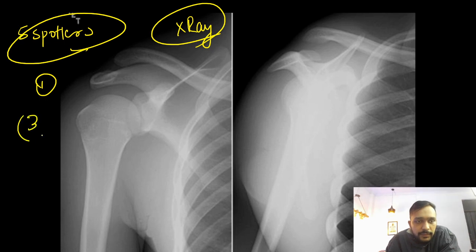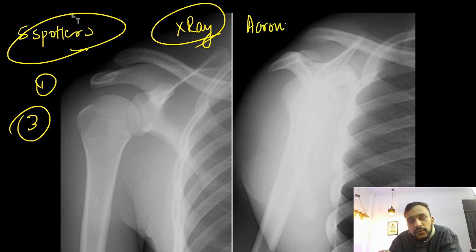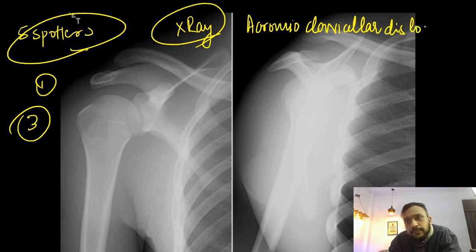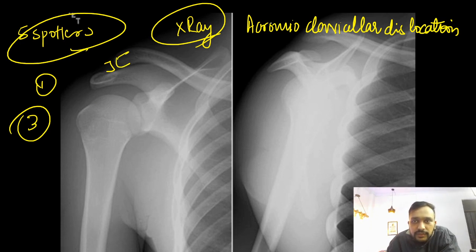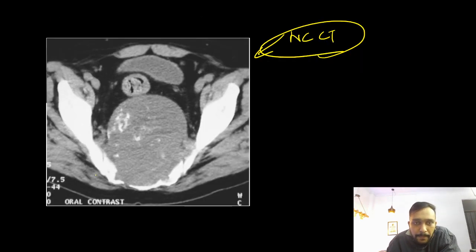Coming to the third spotter. In the third spotter, you can see that the acromion process is not in line with the clavicle. So this occurs in a case with acromioclavicular dislocation. So normally this acromion process of the scapula will form a joint with the lateral end of the clavicle. So in this case, you can see that the acromion process and clavicle are not lying in the same plane.